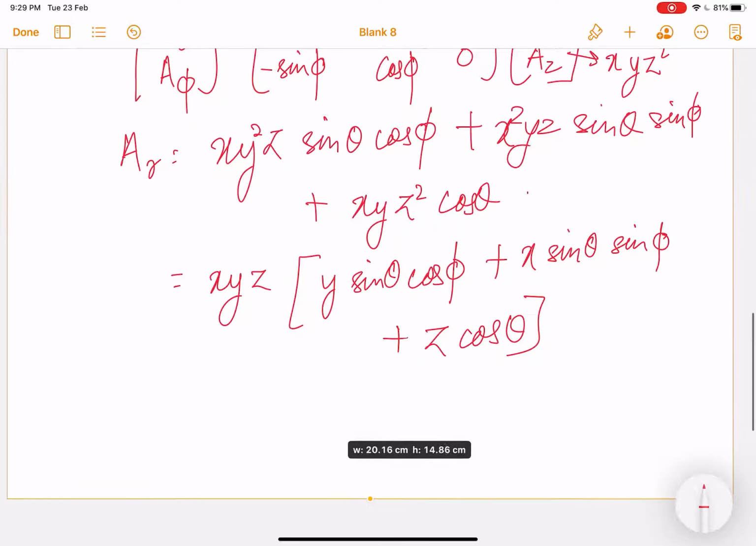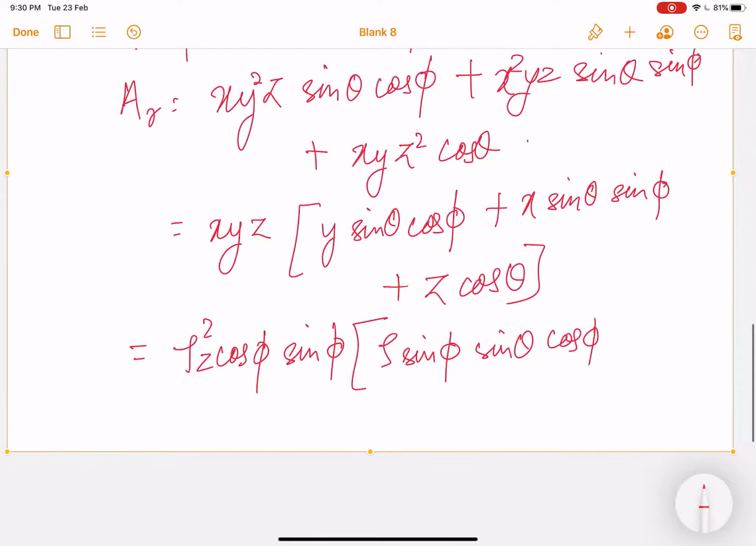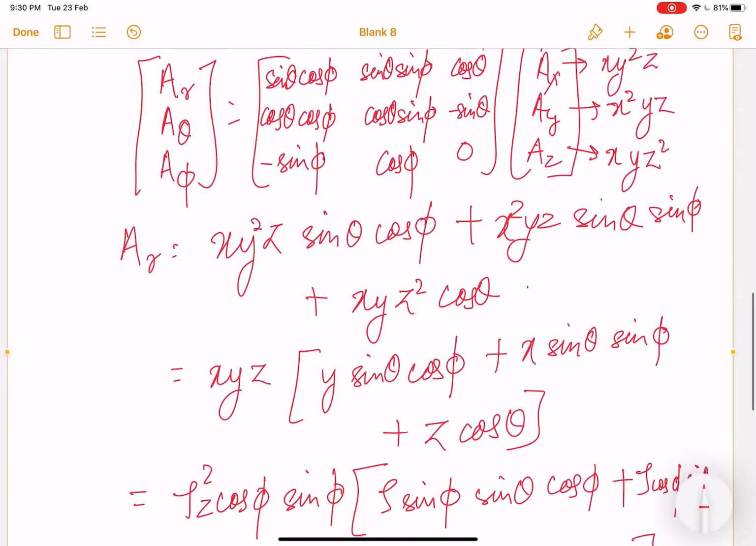Then next this one will be rho squared cos phi sin phi into z. Then this one will be rho sin phi sin theta, then this is cos phi. Then instead of x I'll write rho cos phi, and this is sin theta sin phi, and then this is z cos theta. Okay, this is z. This was just ar.